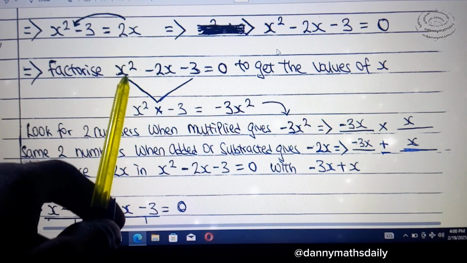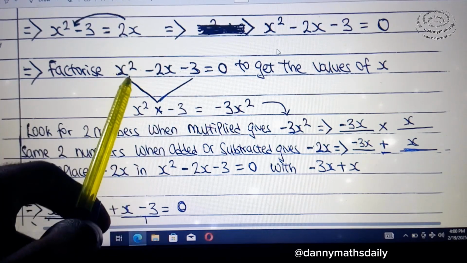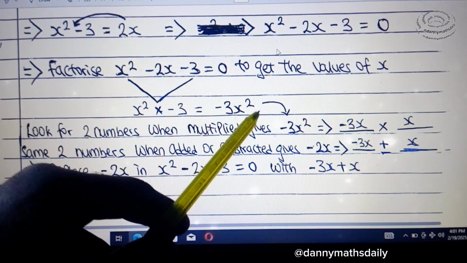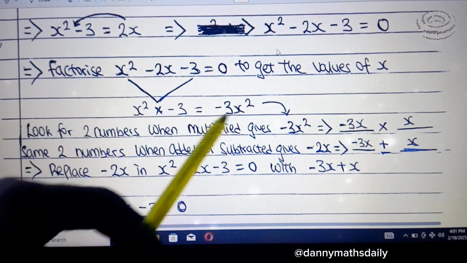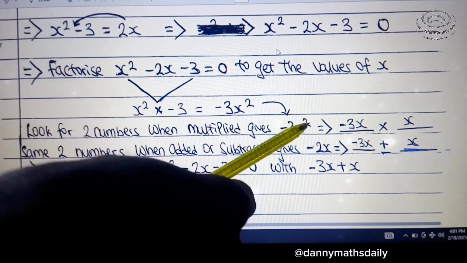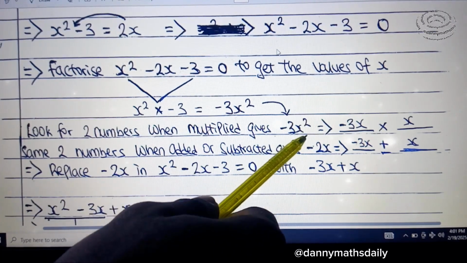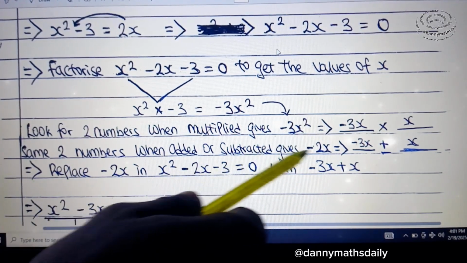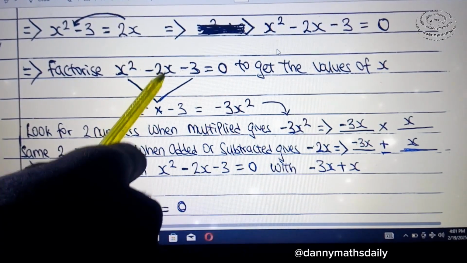So we'll multiply first this and this now. x squared times minus 3 is equal to minus 3x squared. Then we'll look for what? Two numbers when multiplied gives us minus 3x squared, right? Do you understand? And the same two numbers when added or subtracted give us what? Minus 2x. This is the middle one now.